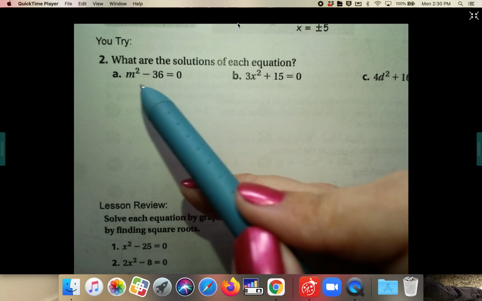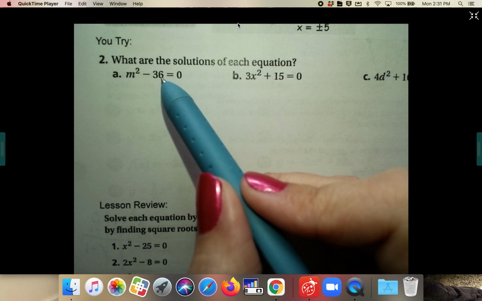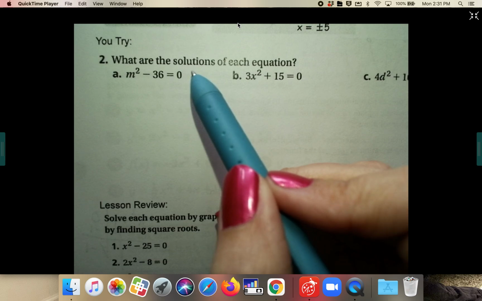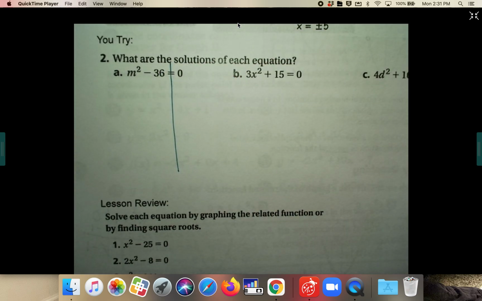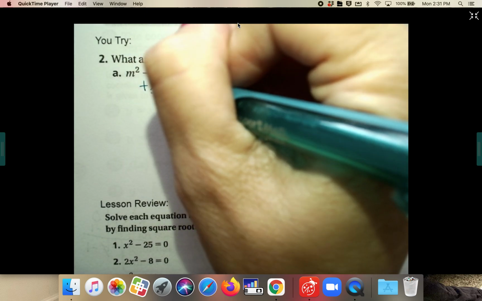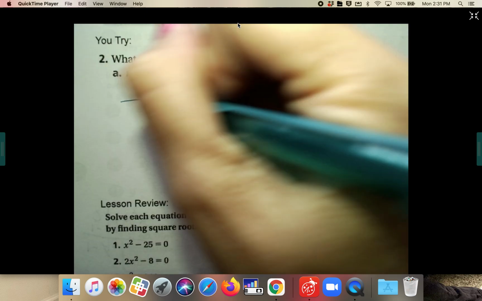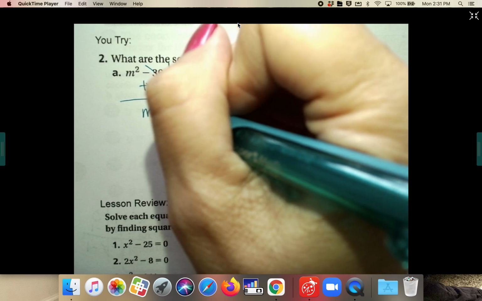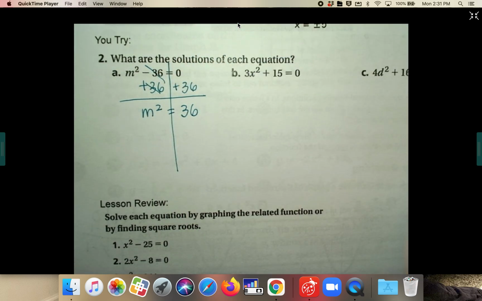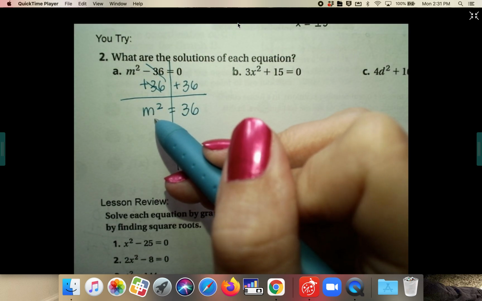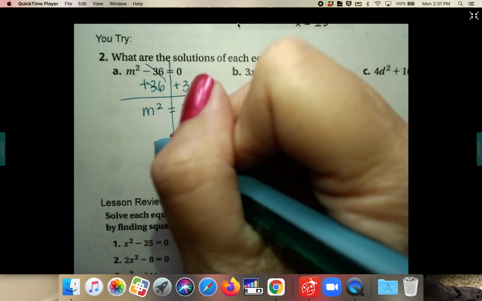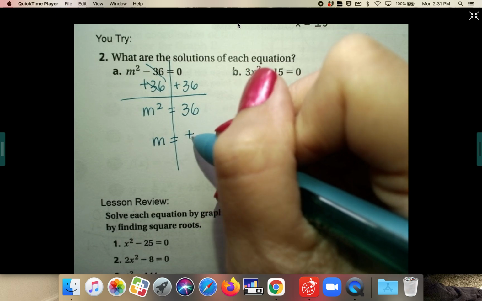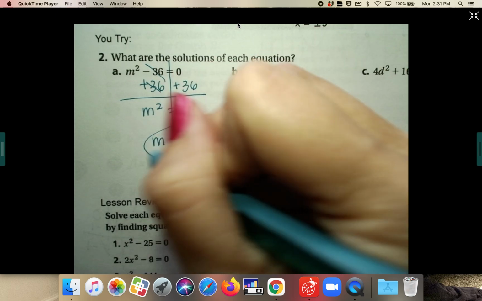I think it's saying you could just look at this and tell right away, if you know the square root of 36, but I still would go ahead and practice solving it, because, remember, if you end up with a negative over here, you can stop. So we would add 36 to both sides. M squared equals positive 36, so that means there is an answer. What is the square root of 36? What number times itself is 36? That would be both positive and negative 6.